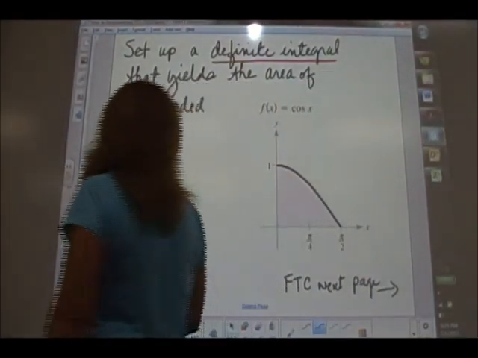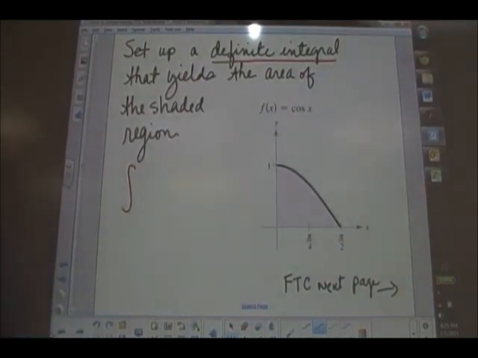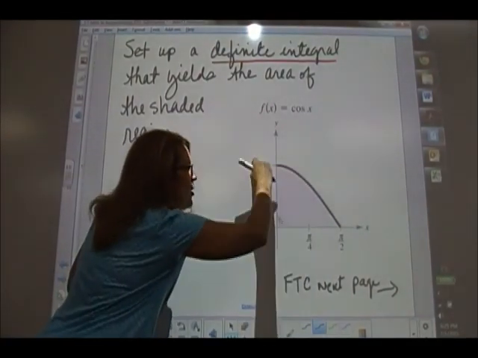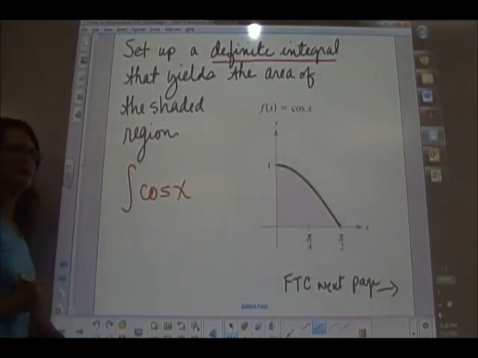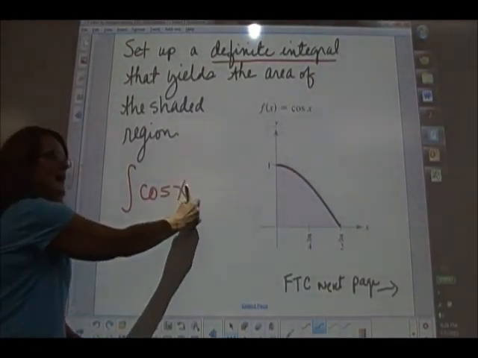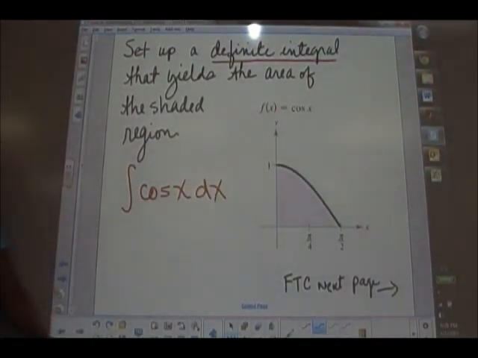So the area here is going to be represented by what integral? What's my velocity function now? I'm given the velocity function. Even though it says f, we're going back the other way now, and since we're looking for the area under a curve, we know that we're given the velocity function. All right, so I got the cosine of x. X is my variable, so I need a dx. That's an indefinite integral. I want a definite integral.